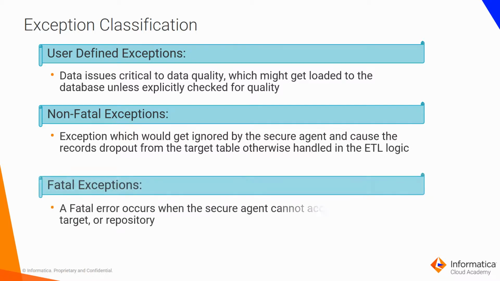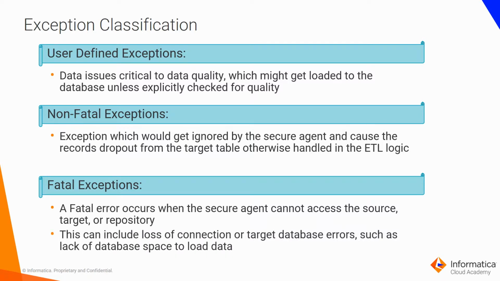A fatal error occurs when the Informatica Cloud Server cannot access the source, target, or repository. This can include loss of connection or target database errors, such as lack of database space to load data. For example, exceptions such as database connection errors, which force Informatica Cloud Service to stop running the workflow.